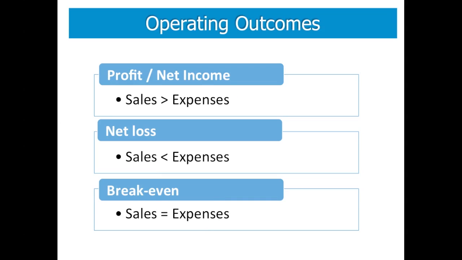There are three possible operating outcomes. That means that you may have at the very end a profit or the so-called net income. That means that my sales are greater than my expenses. Another possible outcome can be that you may have a net loss. That means that sales are lower than your expenses. And remember here in this case, you don't pay any income taxes because there is no income to be taxed. And of course, another possible scenario is your sales being equal to your expenses.